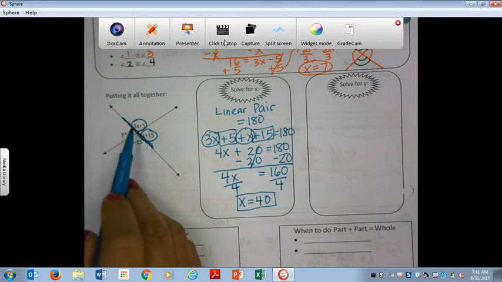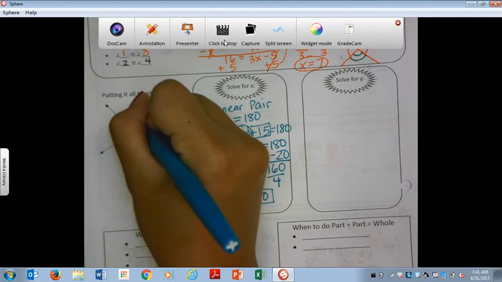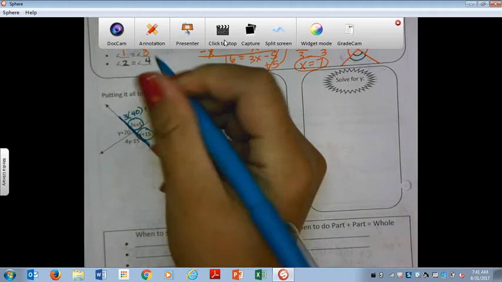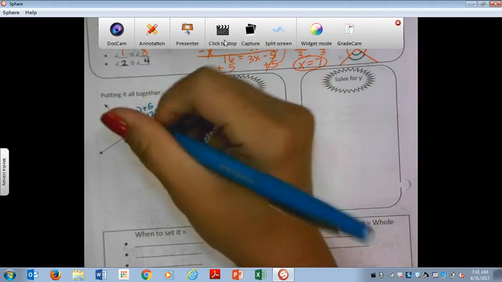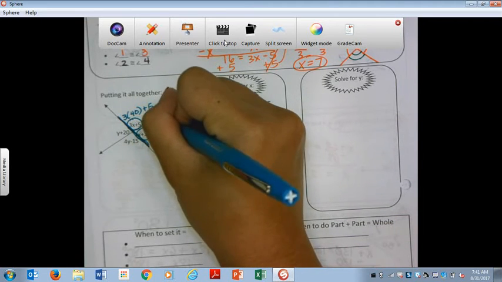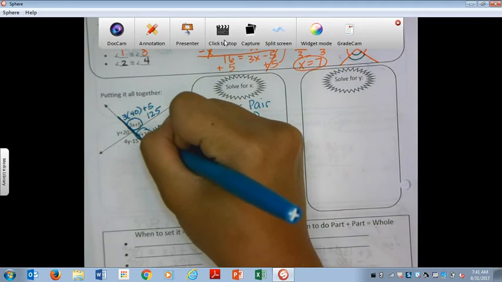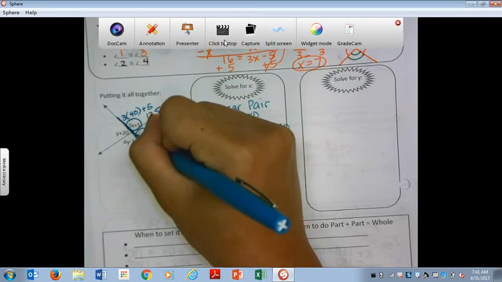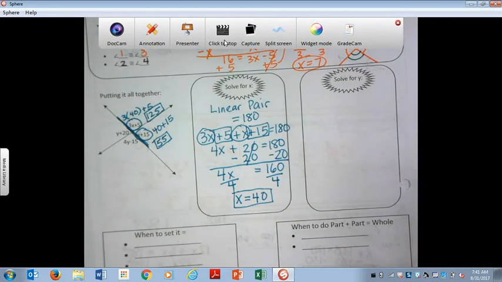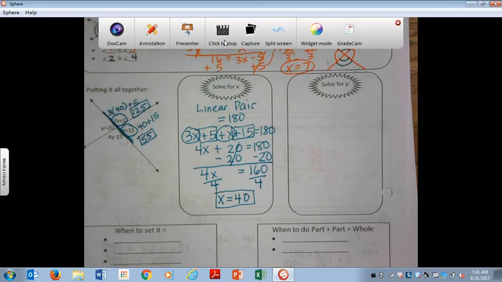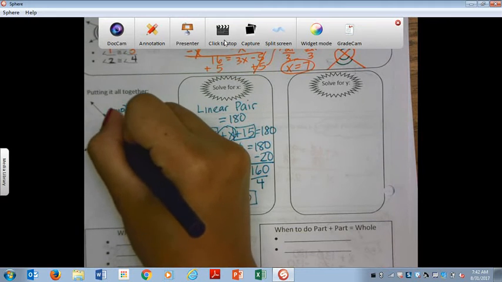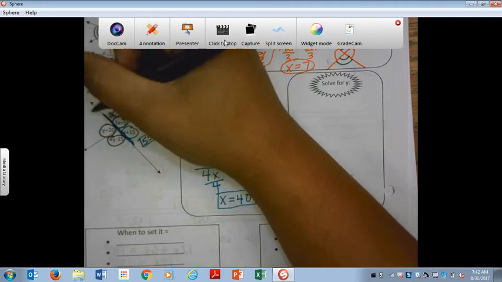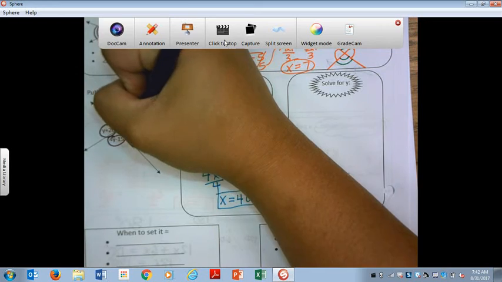3 times 40 plus 5 gives you 125. Here, 40 plus 15 gives you 55. So does 55 and 125 equal 180? It sure does. All right, let's tackle the other variable, which is y. So I'm looking here, there's a y there, there's a y there. Oh, what do you know? They're also a linear pair.